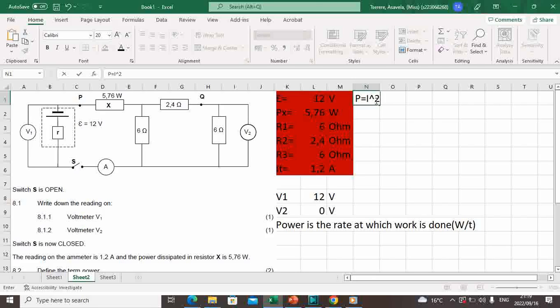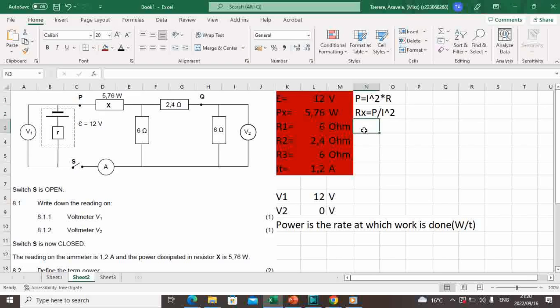I'm sure you're all familiar with this formula. Then we can make R the subject of the formula. Rx will be equal to P divided by I to the power 2.